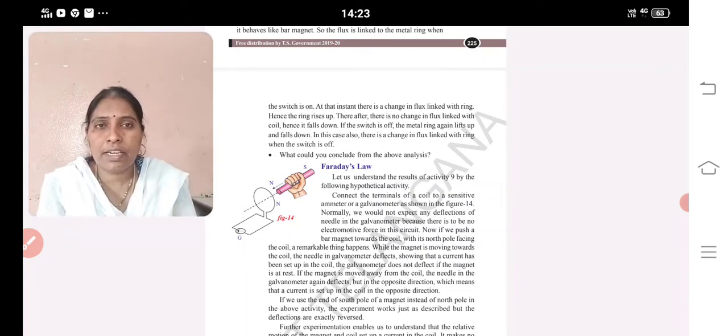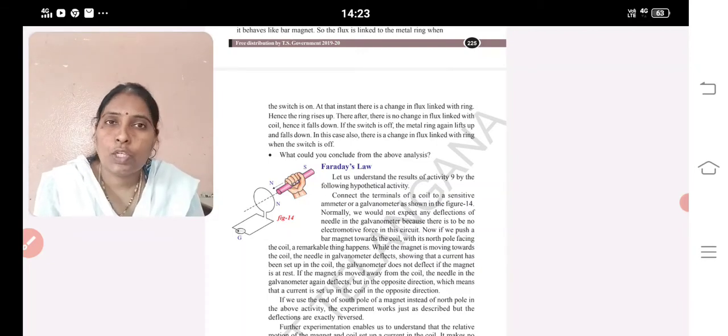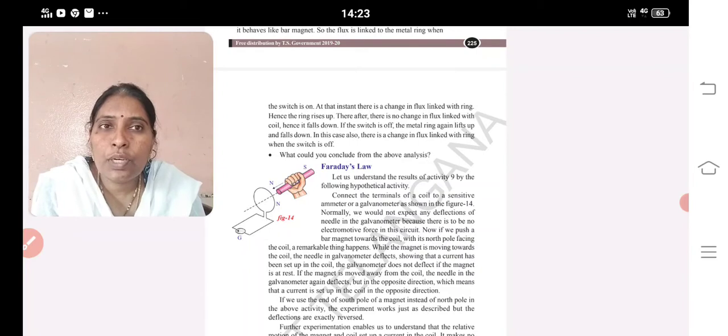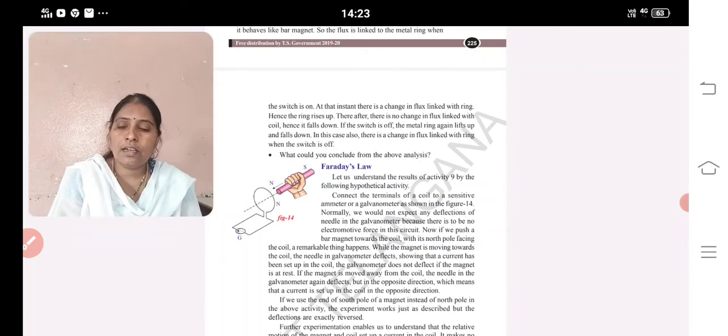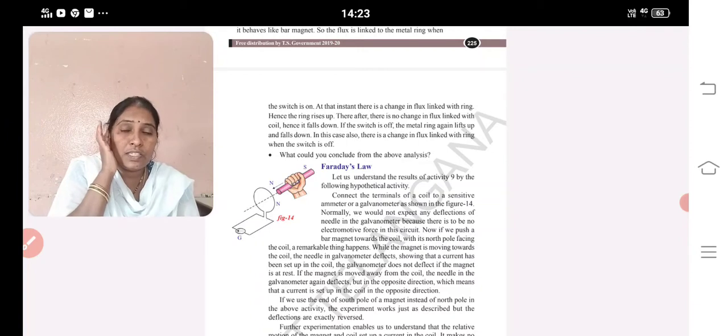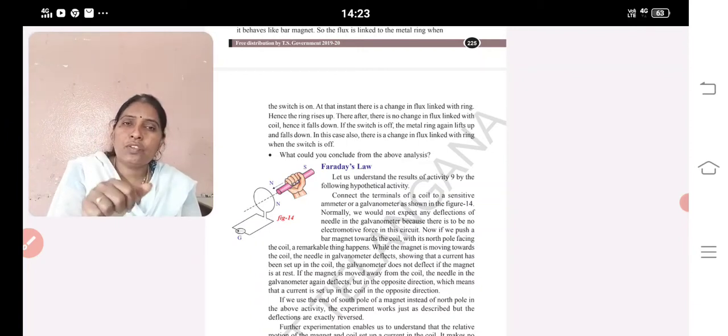There you can see the ring-like structure. This is a copper wire, and its two ends are connected to the galvanometer. In his hand, the figure is holding a magnet, bringing it close to the coil and moving it away. Bringing it close means magnetic lines of force are more, and moving away means magnetic lines are less. So the magnetic lines of force, or magnetic flux, are changing. Due to the change in magnetic flux, what do they observe? Deflection in the galvanometer.